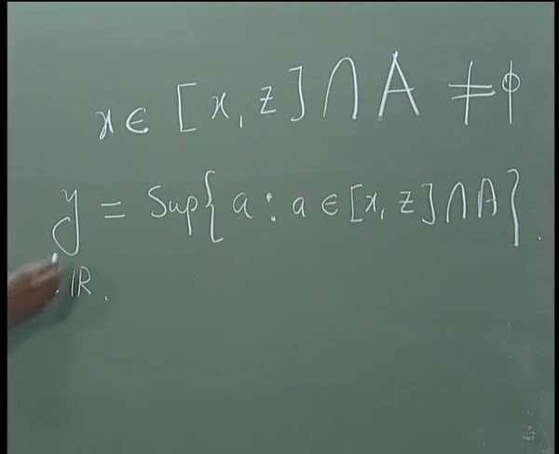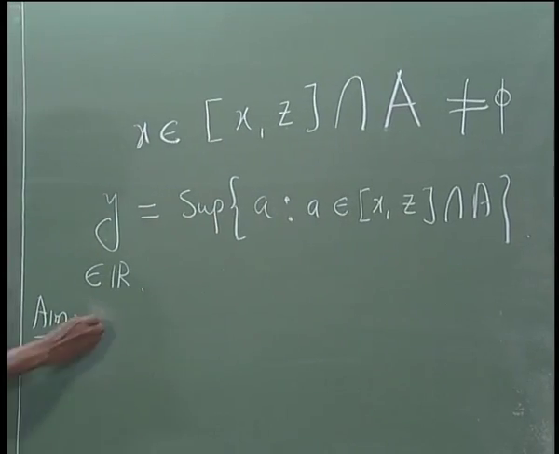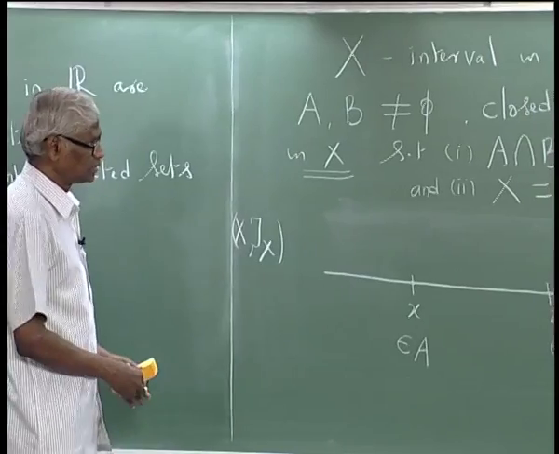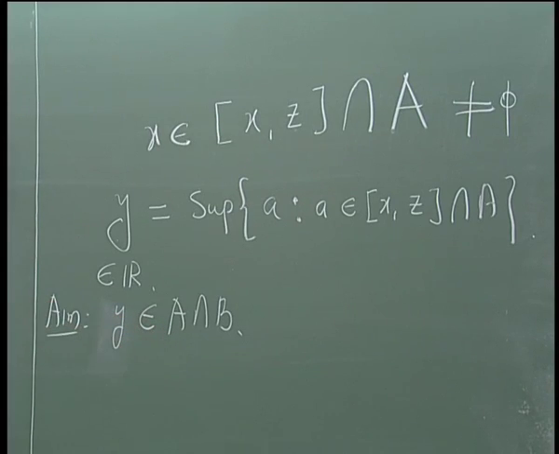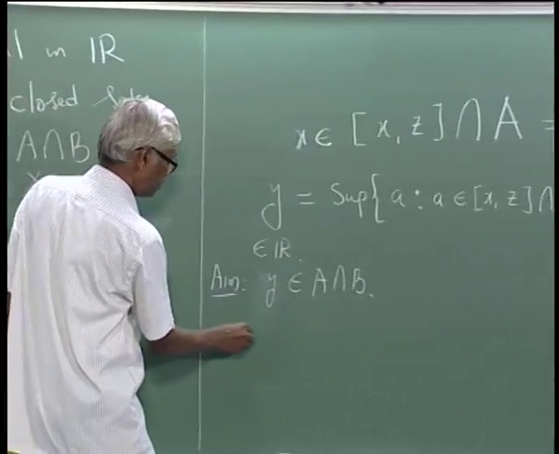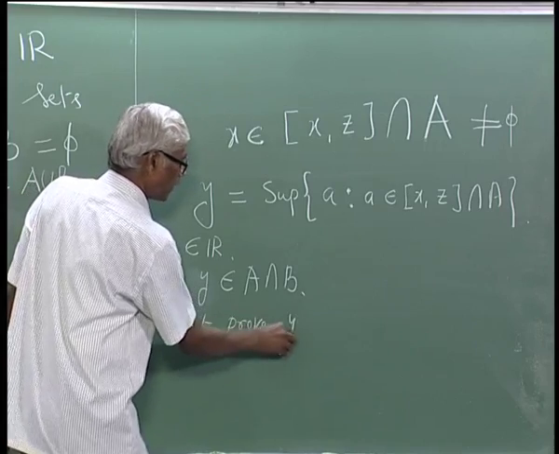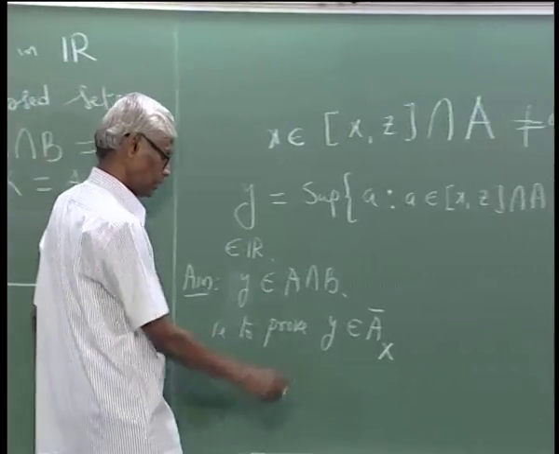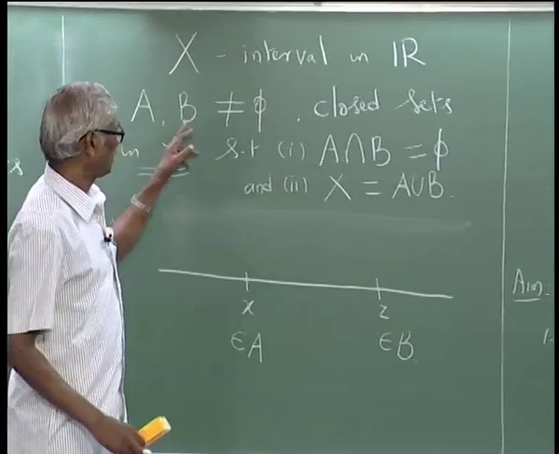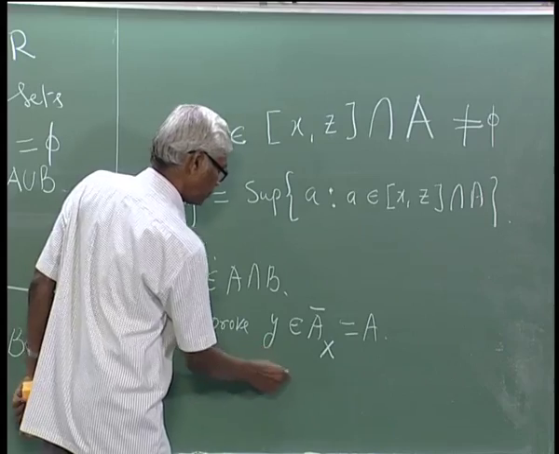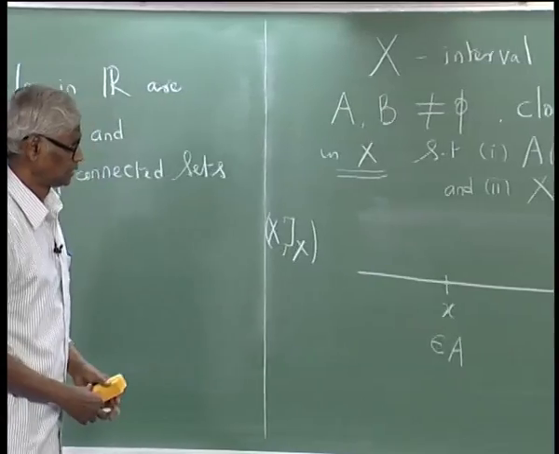Then our aim is to prove that y belongs to A as well as to B, and that will give us a contradiction. So, you want to prove that y is in A. That is enough to prove that y is in the closure of A, that is, to prove y belongs to A closure with respect to X, that is, in our subspace X. We assume that A is closed in X, so A closure with respect to X will be equal to A.